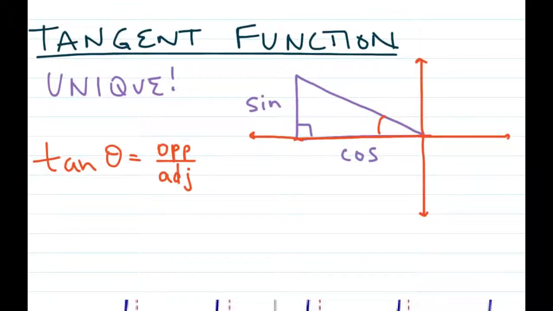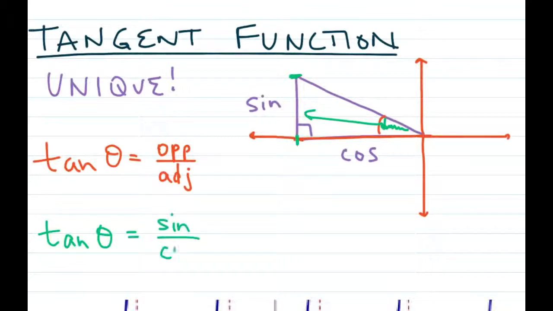To understand tangent, I drew you a coordinate plane here on the right. Remember that the x value is cosine and the y value is sine. If you think about this angle coming from the origin, and the right triangle that's created, remember tangent is opposite over adjacent. The opposite would be sine, and the adjacent would be cosine. So you could therefore say that tangent is equal to sine over cosine.